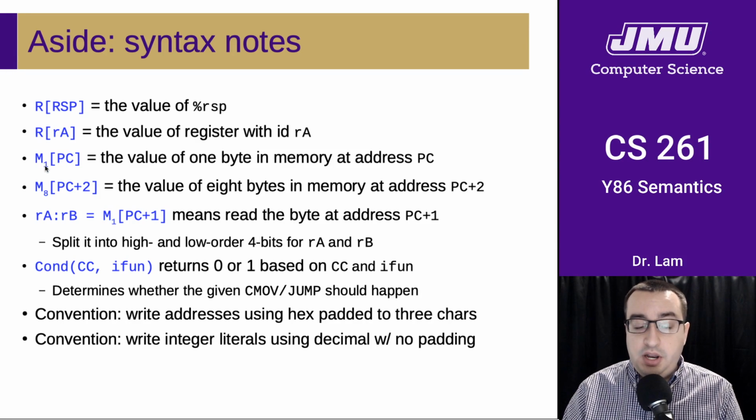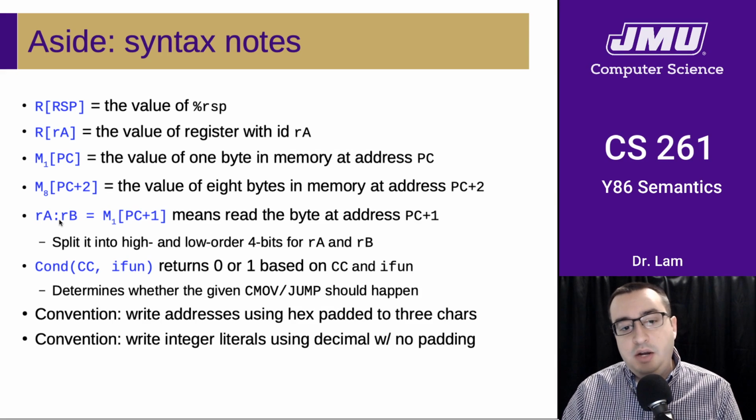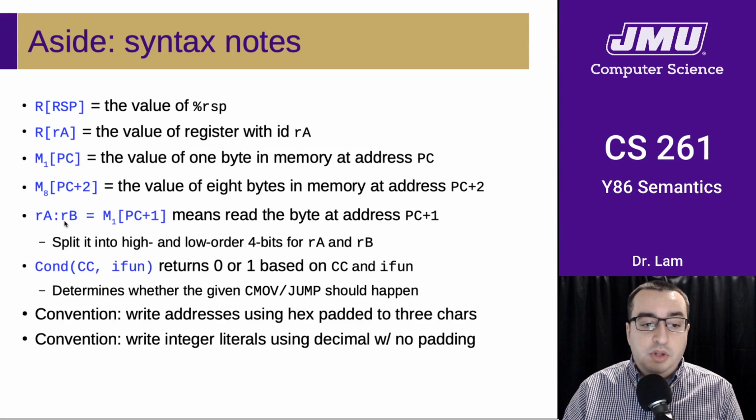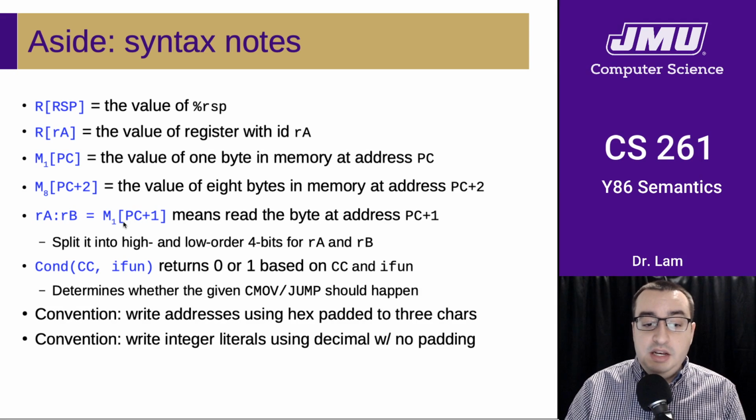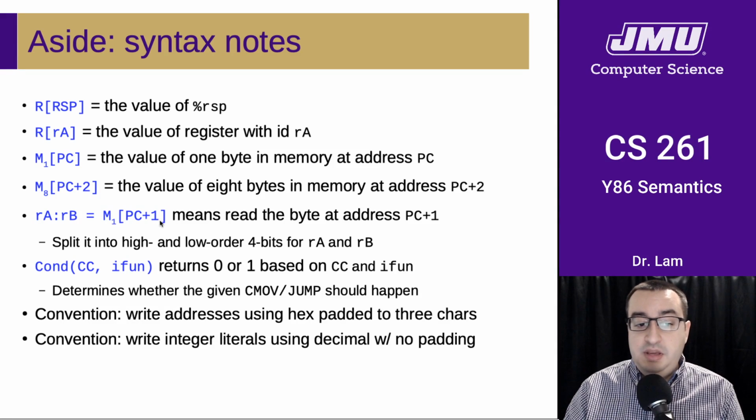So M sub 1 of PC means the value of 1 byte in memory at address PC. M sub 8 of PC plus 2 is the value of 8 bytes in memory at address PC plus 2. We'll use the colon notation where we need to separate a byte into its low order and high order 4 bits. So RA colon RB equals M sub 1 of PC plus 1 means let's go and read the byte in memory at address PC plus 1, and then we're going to split it into the high and the low order 4 bits. The high order 4 bits are going to be RA, the low order bits are going to be RB.